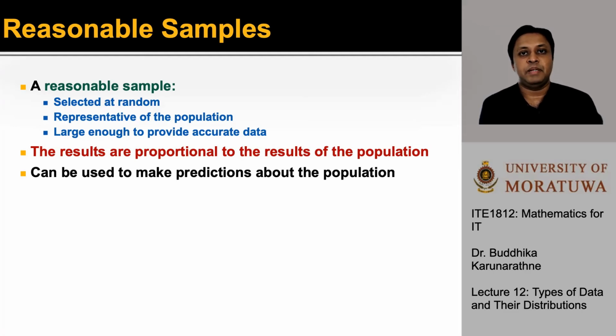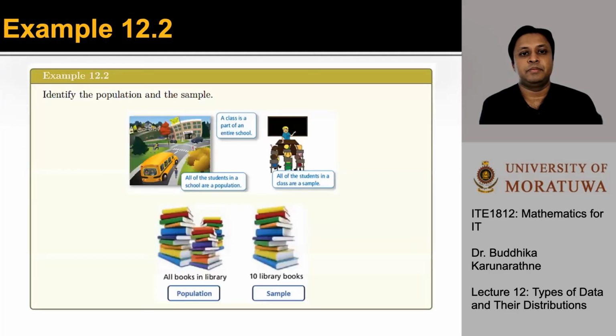So that's what we expect from a reasonable sample. And the results are proportional to the results of the population. So whatever analysis you do on the sample should be reflected in and applicable to the population. And a reasonable sample can be used to make predictions about the population. So that's what we usually expect from having a reasonable sample.